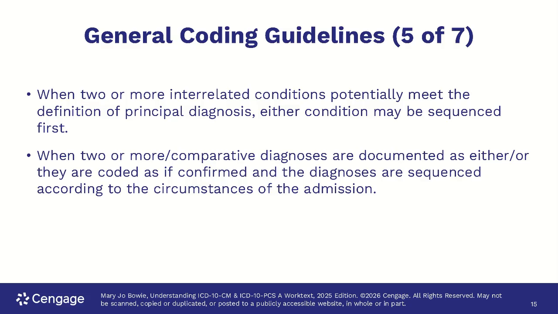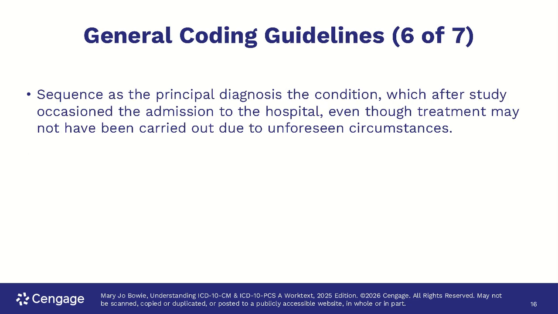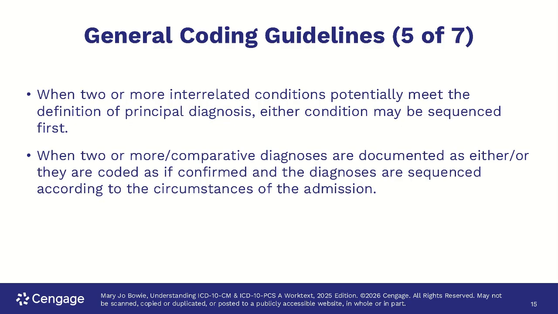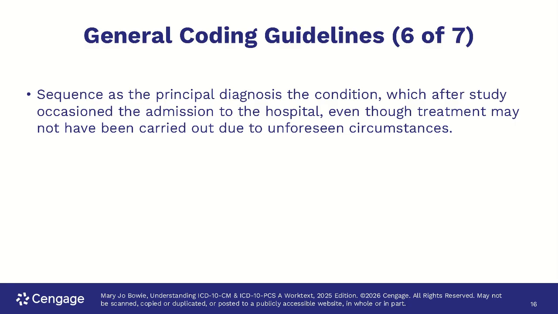Next, when two or more comparative diagnoses are documented, either can be sequenced according to the circumstances of the admission. Here, we're really getting into the weeds of inpatient coding, and we're not going to get into that at this point. All right, let me make sure I didn't skip something. Okay, next. Sequence as the principal diagnosis the condition which, after study, occasioned the admission to the hospital.